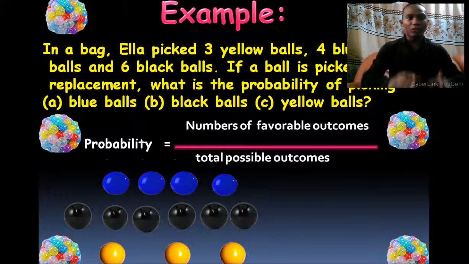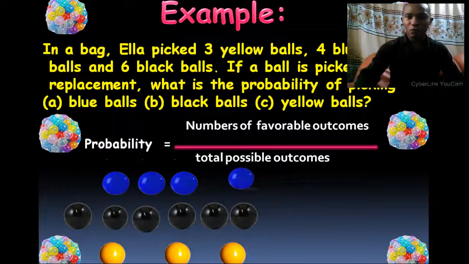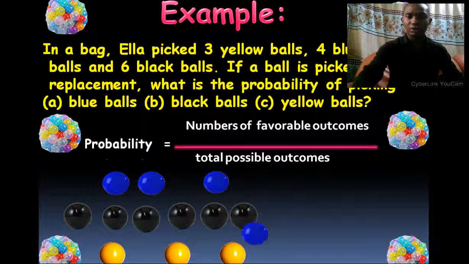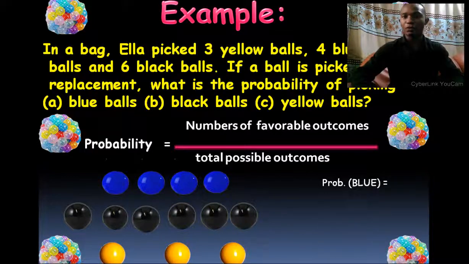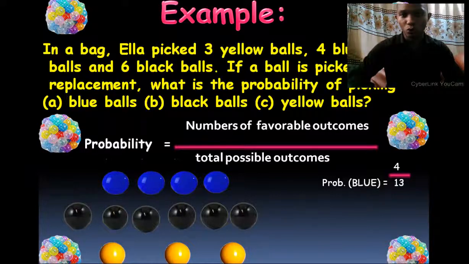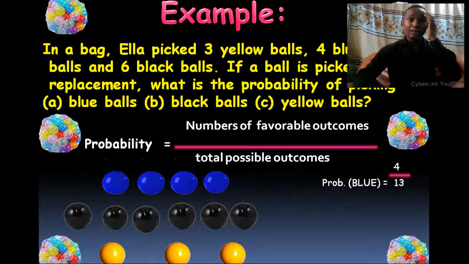Now the first question, blue balls. We have the first one, picked and returned. The second one was picked and returned. The third one, picked and returned. The fourth one was also picked and returned. Then the probability for the blue balls, we have 4, which is the number of blue balls, divided by 13, which is the total possible outcomes. Then the probability of picking blue is 4/13. Beautiful.